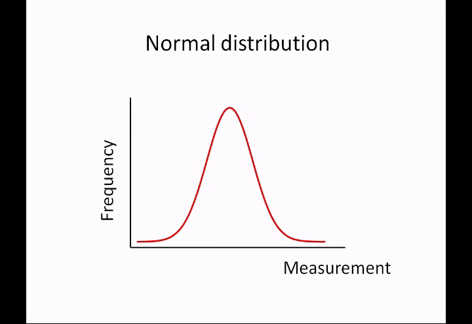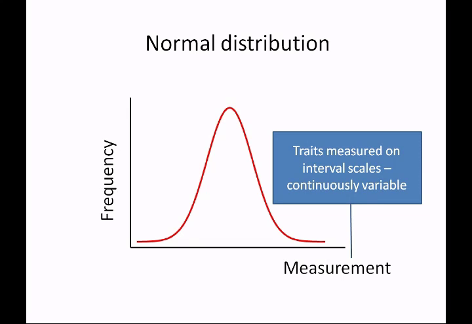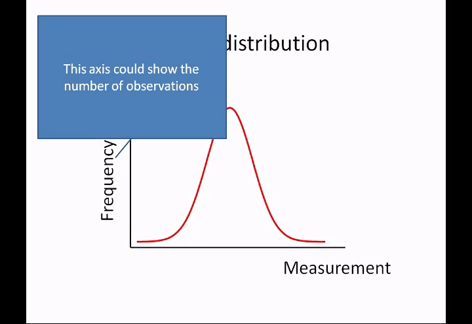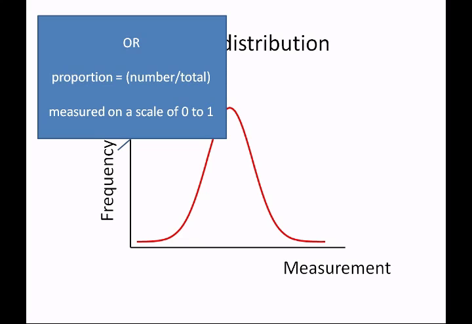So here we have a graph of the normal distribution. On the x-axis we have some measurement which is made on an interval or continuously variable scale, and on the y-axis we have frequency, which could be recorded as either the number of observations or the proportion of the total number of observations, and measured on a scale of 0 to 1.